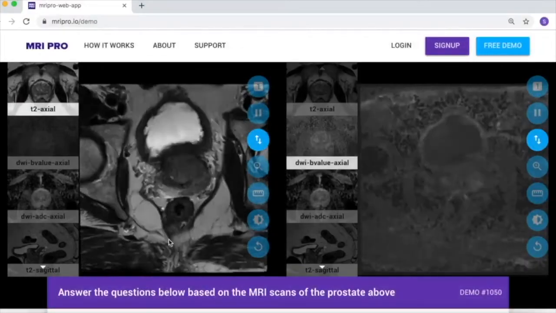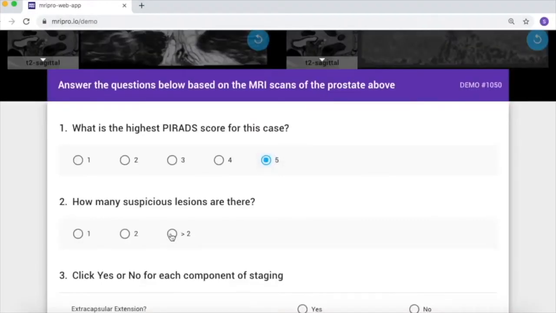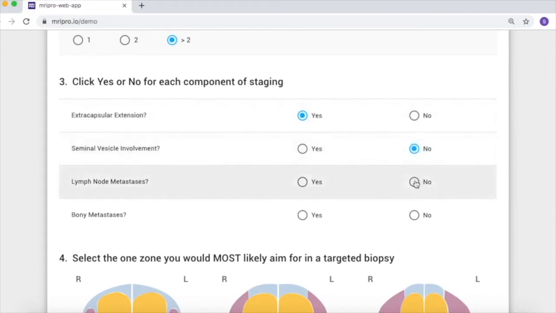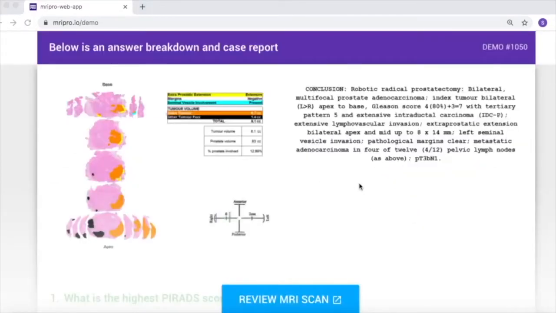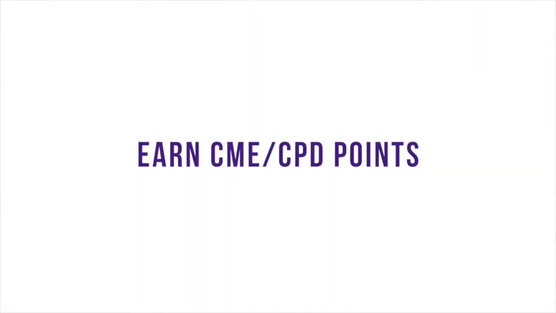Review prostate MR cases online. Answer each case according to our structured pro forma answer page. And then get immediate feedback against a radical prostatectomy. 300 cases, track your progress, earn CME points.